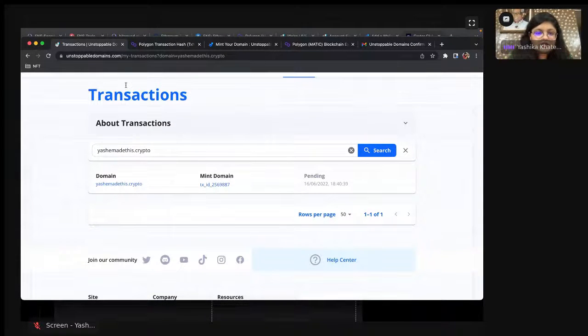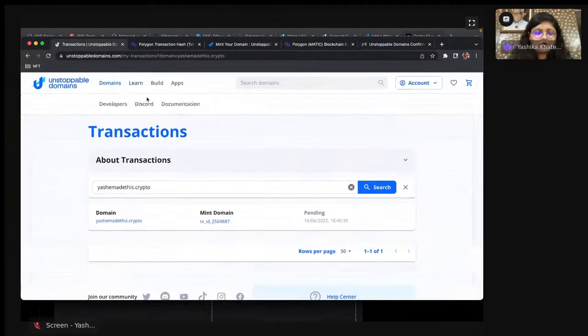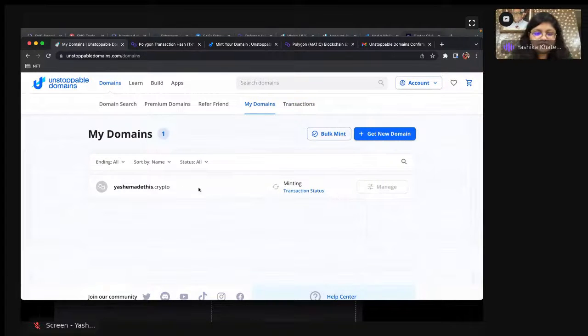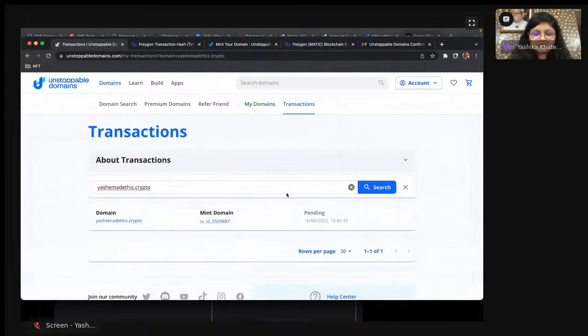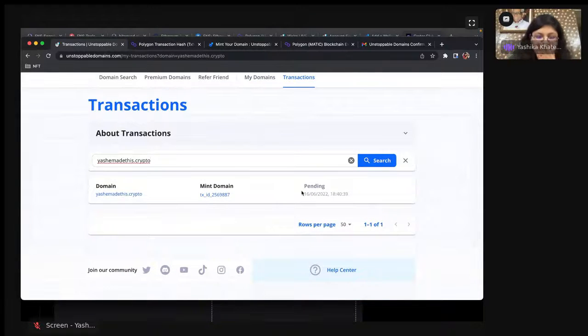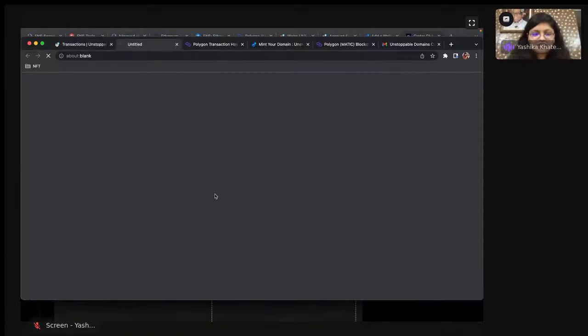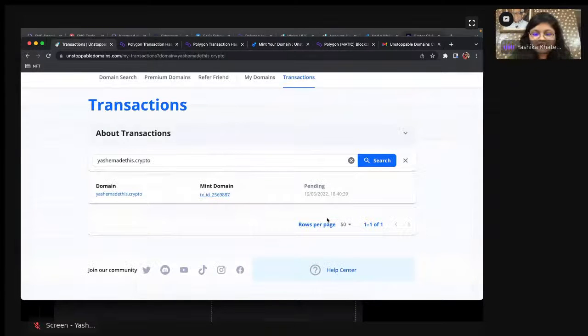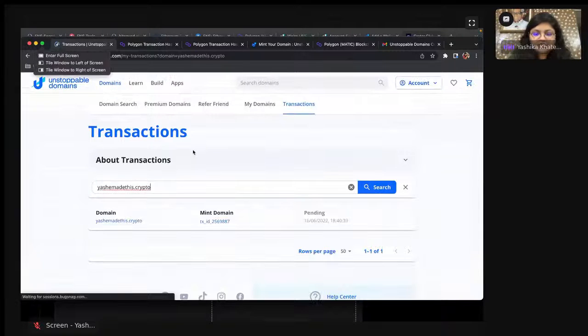so I'll go on my account, go on my domains. So this is my domain. I just refresh this because, oh, it is pending. Probably it is not reflected here. The status is success. It is taking a little time to get refreshed. No problem. We can wait for that. So until then, it is going to appear here anyways.